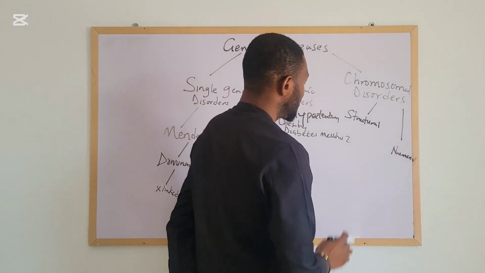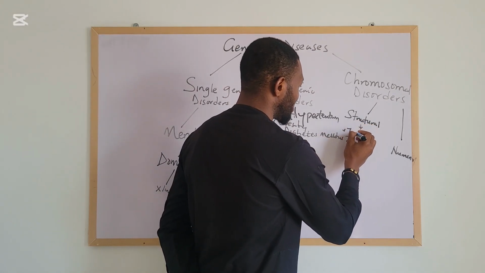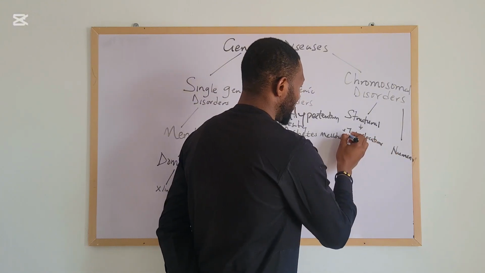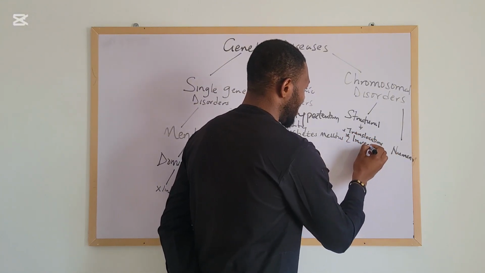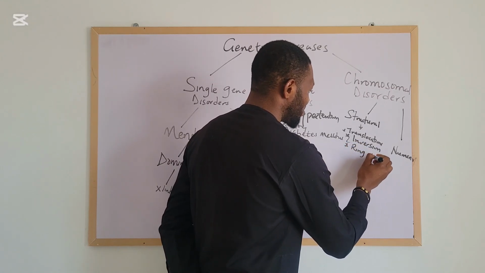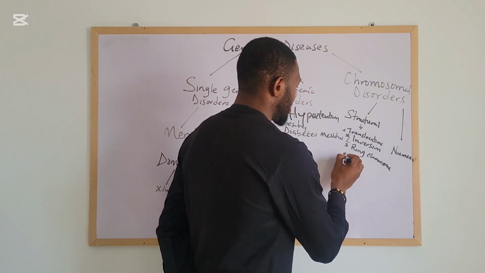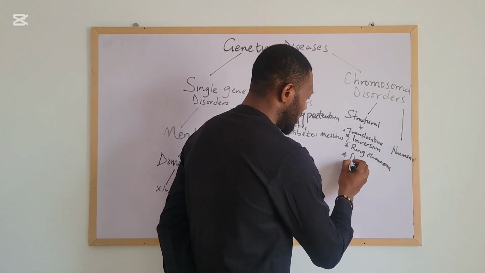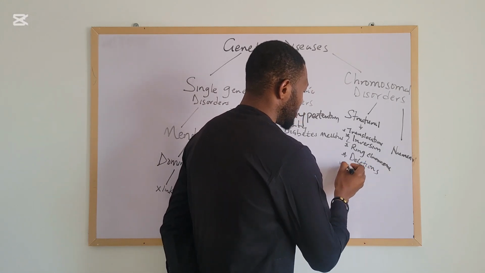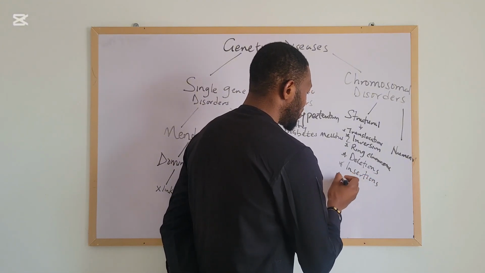Okay, now structural disorders, examples include the translocations, the inversions, ring chromosome, deletions, insertions, isochromosomes.